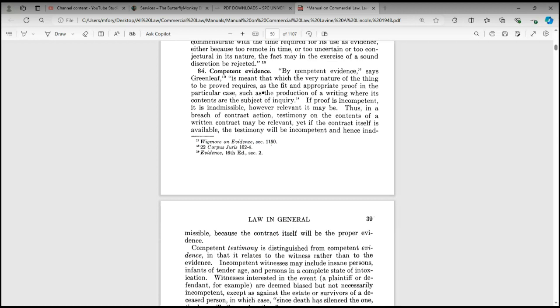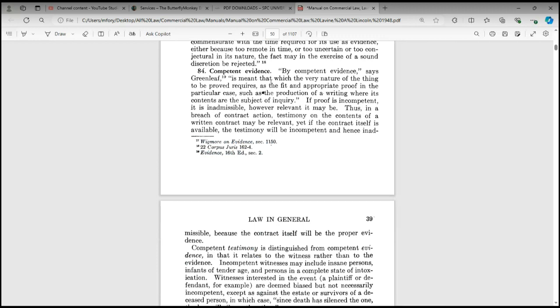Competent evidence. By competent evidence, says Greenleaf, and I guess he has a book called Evidence, 16th edition. You guys should go on Google Books and look up these books. Just type in the word Wigmore for the person, or Greenleaf, or just the word evidence, treatise on evidence, all that. You'll find something.